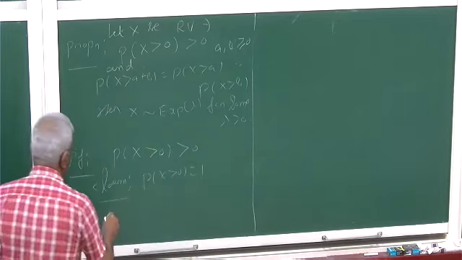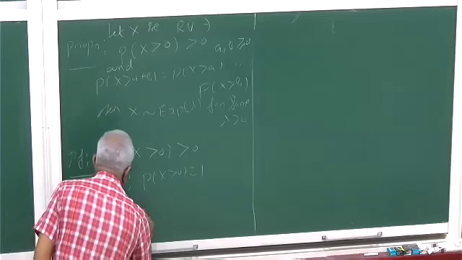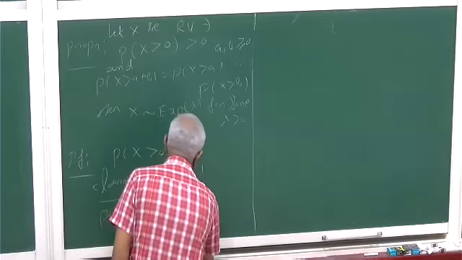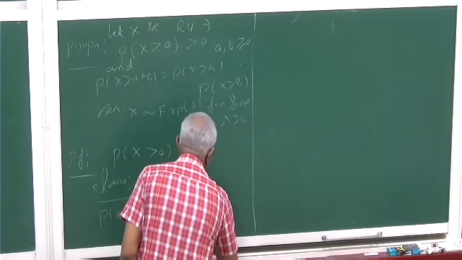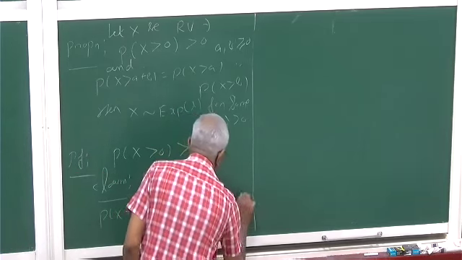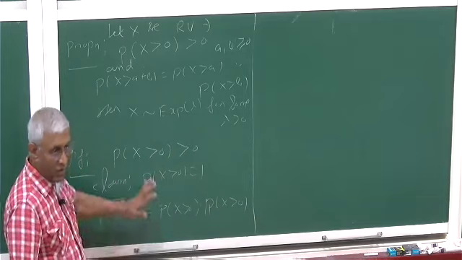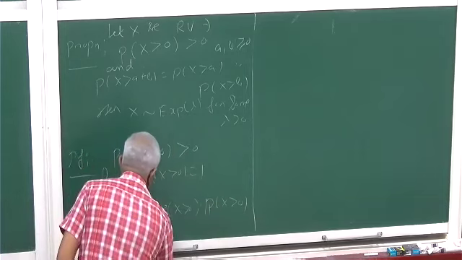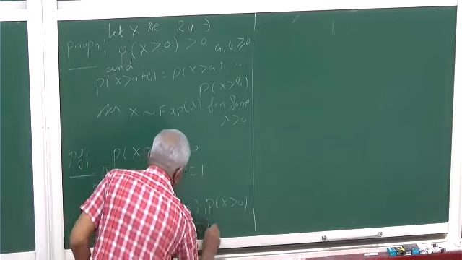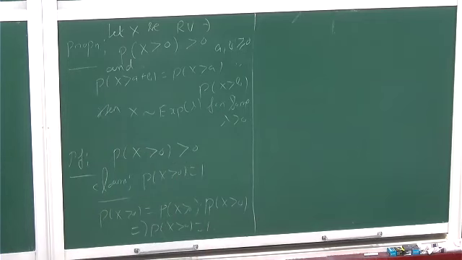probability of X greater than 0 equal to 1. It is just clear, right? Probability of X greater than 0 is equal to probability of X greater than 0 times probability of X greater than 0. Since only 0 or 1 can be the value, this implies probability of X greater than 0 equal to 1. Clear.